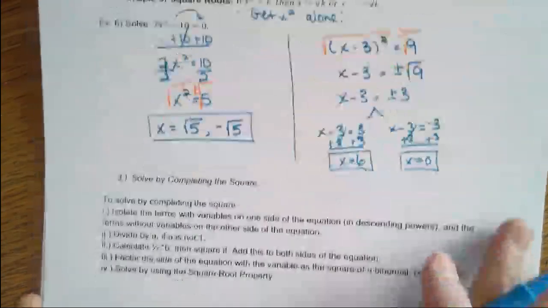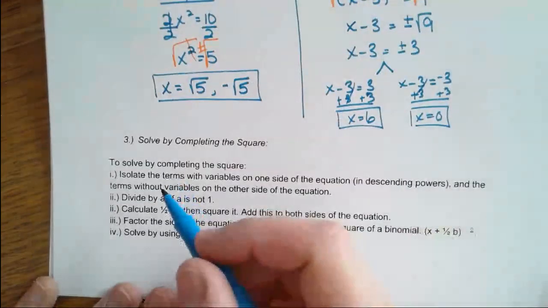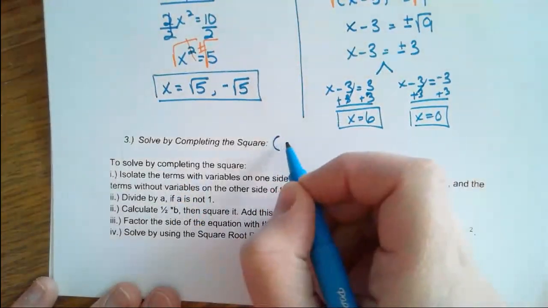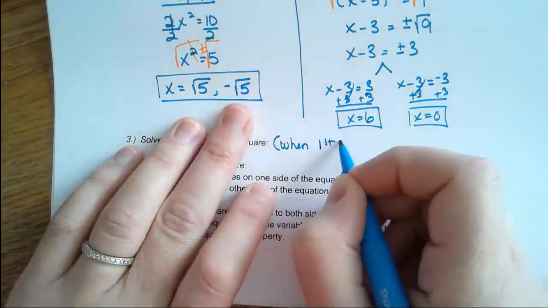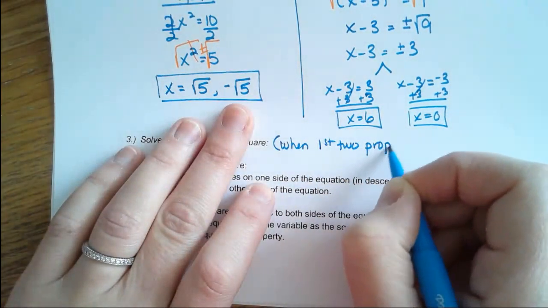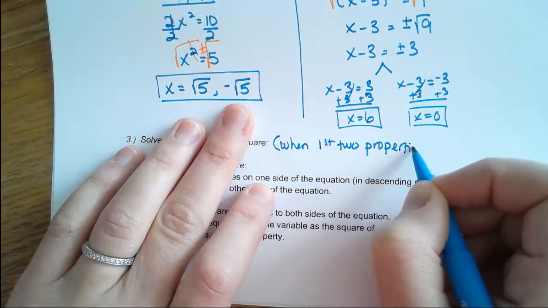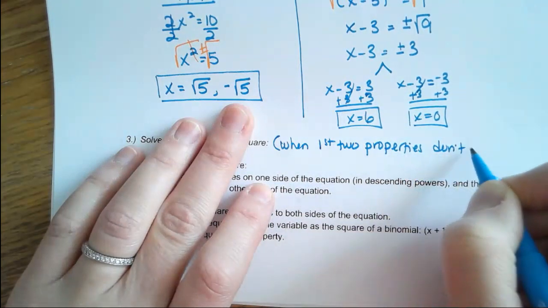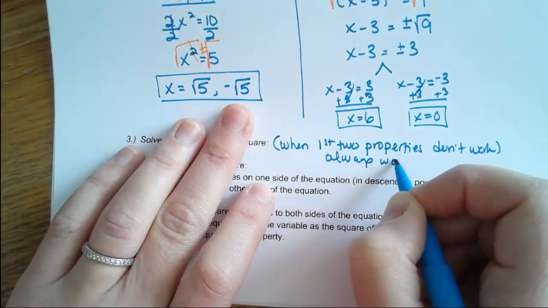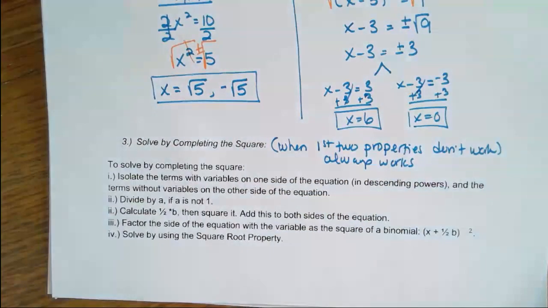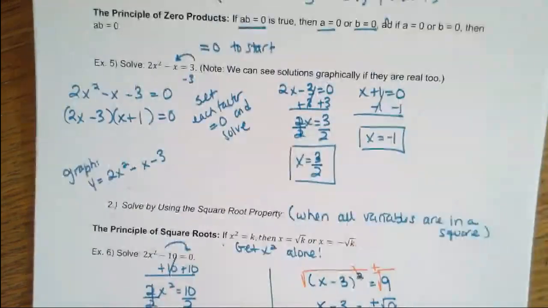So option 3 is to use completing the square. This is good when the first two properties or strategies don't work. This always works. So you may be asking, well, why don't I just use it all the time? And honestly, it's pretty tedious to do. So that's why we don't use it all the time. Your first two strategies tend to be faster.